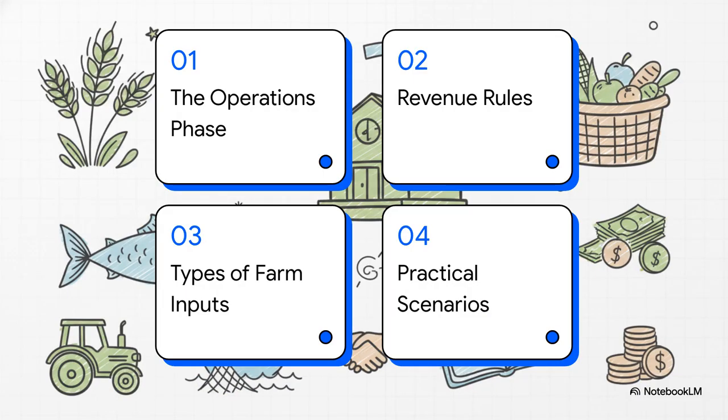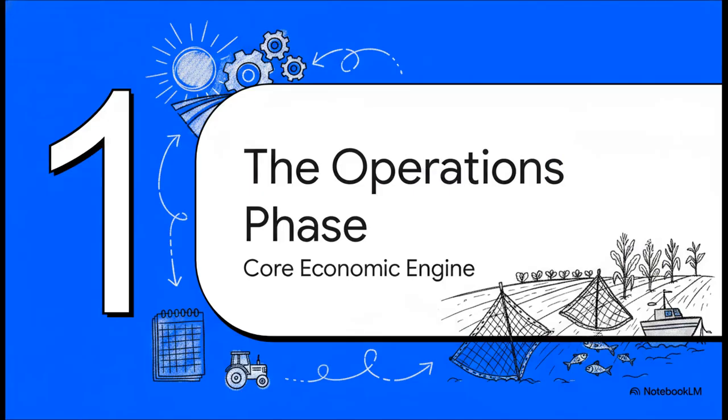We'll hit 1, the operations phase, 2, revenue recognition rules, 3, types of farm inputs, and wrap up with 4, practical accounting scenarios. Let's get into it. Section 1, the operations phase, the core economic engine.